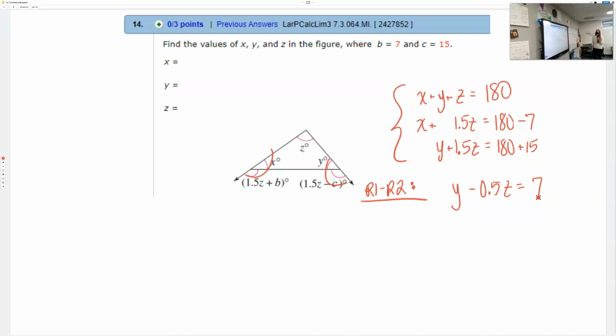Where'd the B go? Like when it's a plus 1.5? Oh, sorry. This ends up being a 7, so I moved the 7 to the other side, and that ends up being 173. And C is 15, so I add the 15 to the other side to make 195. Is that cool? I added the 1.5, the C, and the Z instead of subtracting.